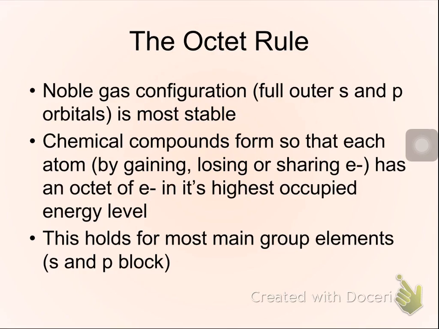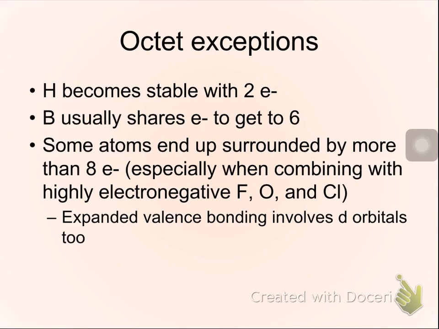D block is a little bit different. It's a little bit weirder. So we don't talk about that much yet. But for the S&P block, definitively, they are looking to get that full S&P. So they're looking for an octet of electrons, and they share to get to there. There are a few exceptions. We call them octet exceptions.